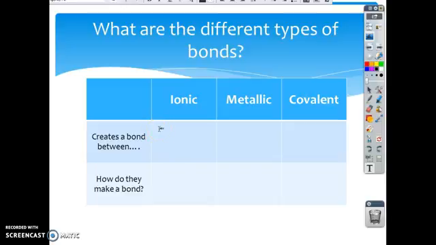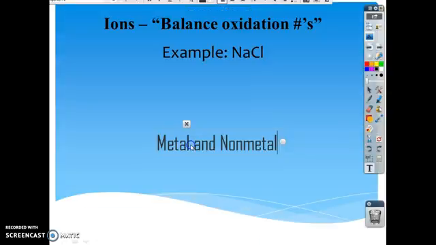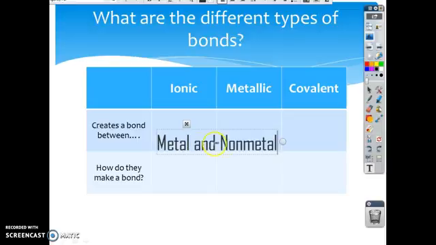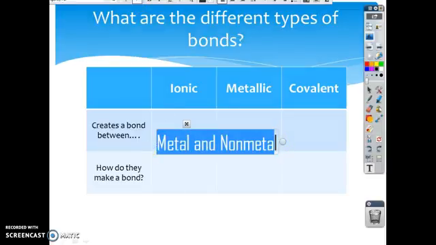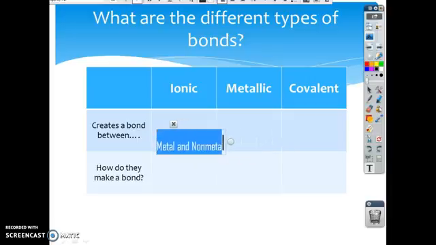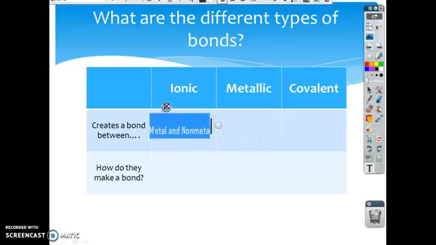Alright, so we covered this at the end of the last one, but let's talk about it again. What's an ionic bond between a metal and a non-metal? That means opposite sides of the periodic table. Let me try and make my writing a little bit smaller here. There we go. And what we didn't talk about last time was how they make a bond.